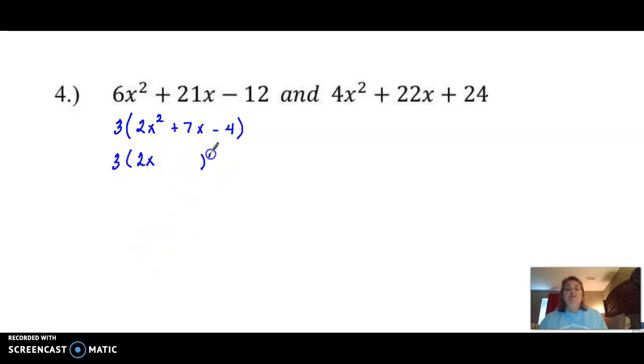Factors of 2x squared would be 2x and x. And then factors of 4, well, I need to get a 7. So with my 4, I could do 4 and 1, or I could do 2 and 2.